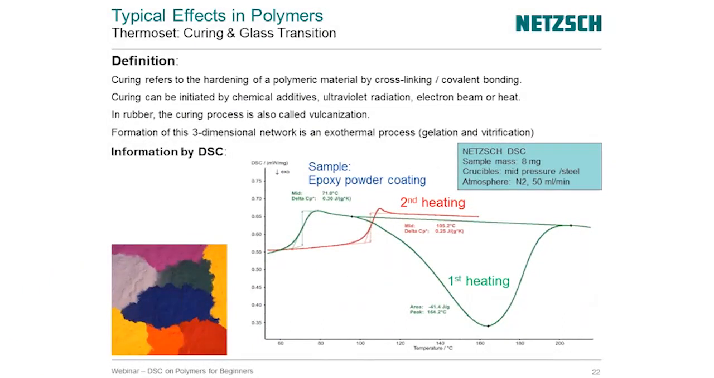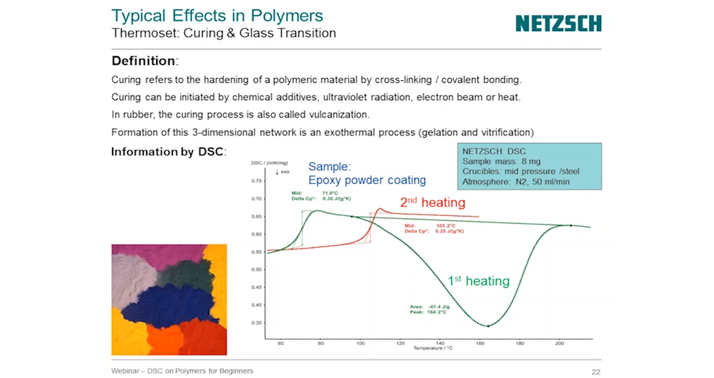Now, a third area of polymers that we haven't talked about yet is the area of thermosets. With thermosets, generally we're going to look at things like curing behavior. Curing refers to the hardening of a polymeric material by cross-linking, as the molecules link up and connect to form these more rigid, I guess I'd call them bridge structures. That's cross-linking. So cross-linking, or covalent bonding, forms this curing process.